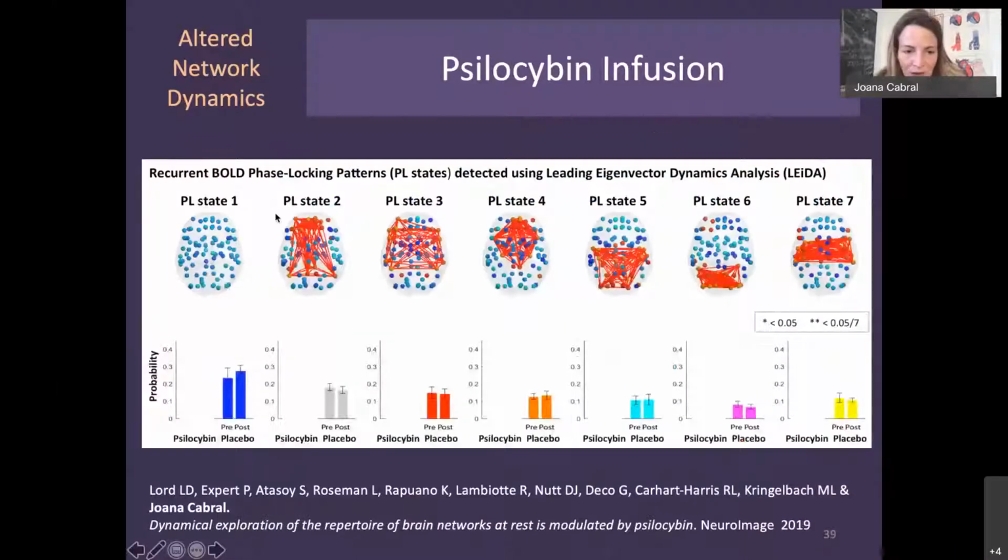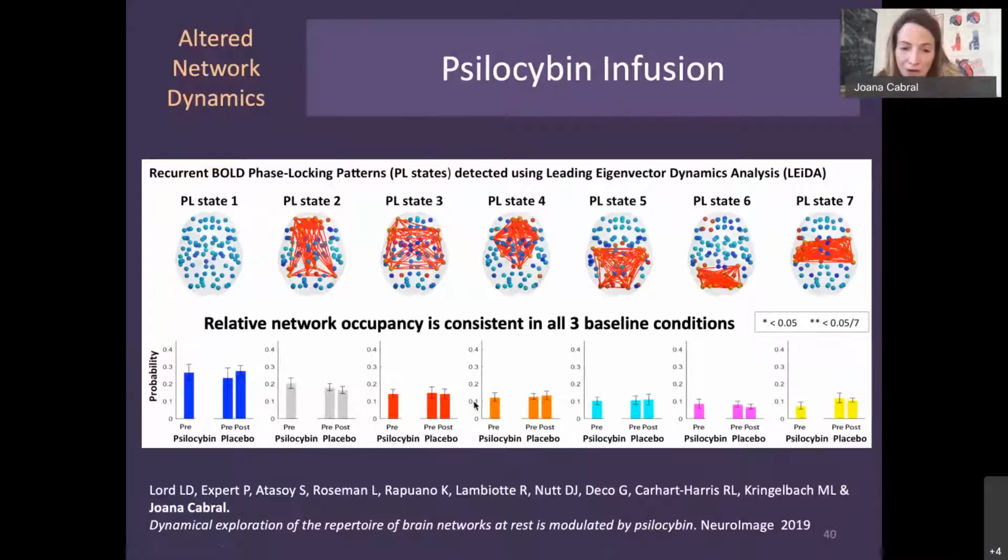And then, okay, we compare their probability of occurrence. So here I am showing at the bottom, the bars represent the probability of occurrence of each of these states in the placebo condition. So we see no difference. Before and after the placebo, there are no significant differences between conditions. Now, before injecting the psilocybin, the probability of occurrence also did not reveal any significant difference compared to the placebo. Which means, okay, there's some reliability in the probability of occurrence of these states.